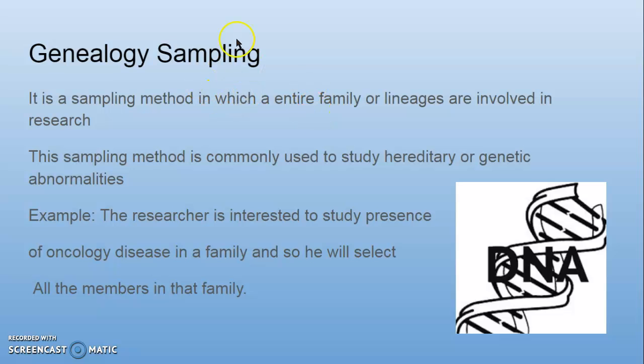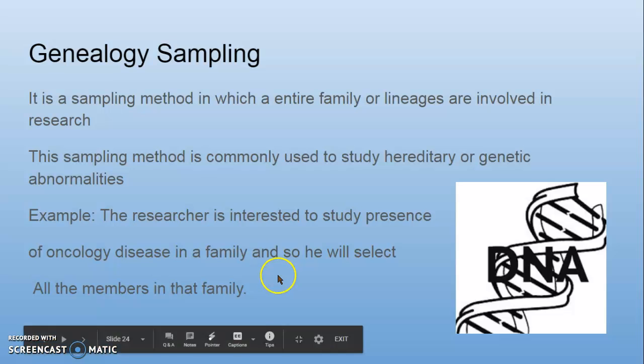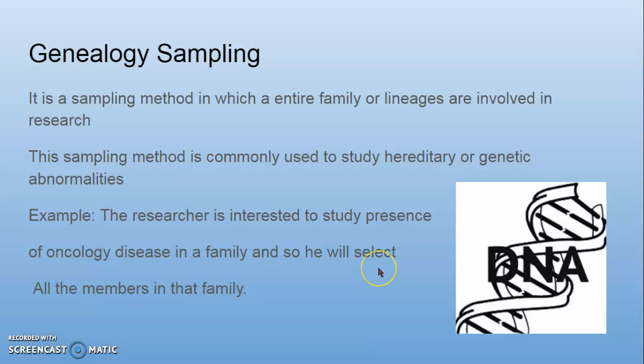What is genealogy sampling? Here, if you want to study any genetic disorders, the complete family, the entire family or lineage is involved in the research, which is called genealogy sampling. I have given an example here. The researcher is interested in studying the presence of an oncology disease in a family, and so he will select all the members in that family.